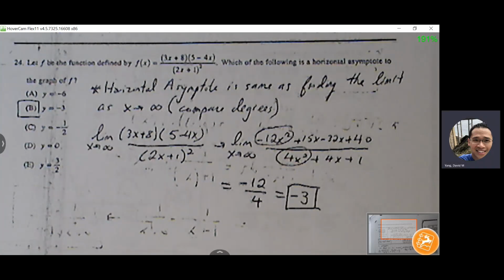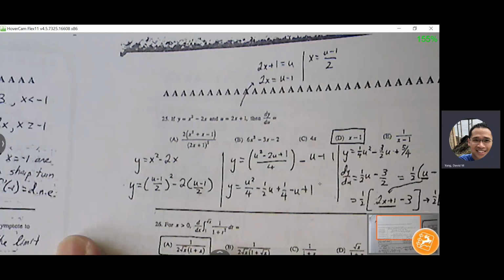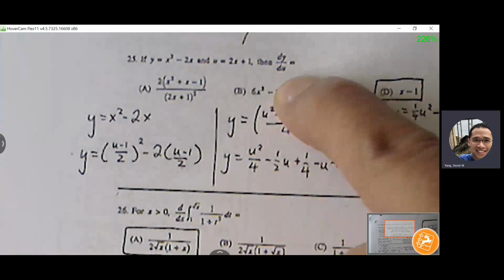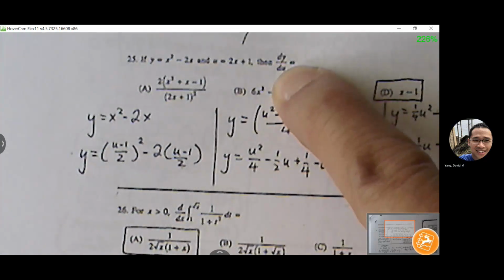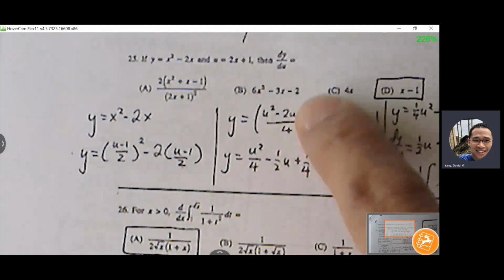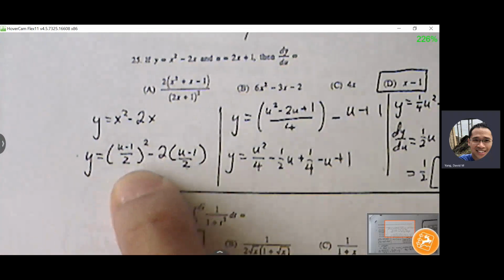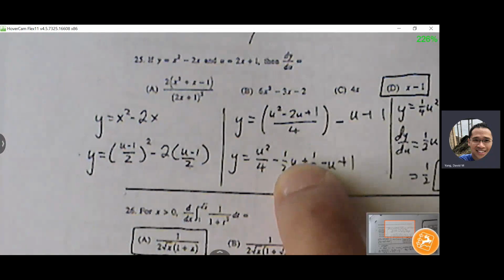Okay, 25 is a bit of a mess, but 25 says if y equals x squared minus 2x and u equals 2x plus 1, dy over du. So what they want is they want you to create an equation where the x is not the independent variable. It's going to be for u. So I can replace all the x's with u's, right? Because if I solve for x, x is u minus 1 divided by 2. If I can get my equation in terms of u, then I can find dy over du, instead of dy over dx.